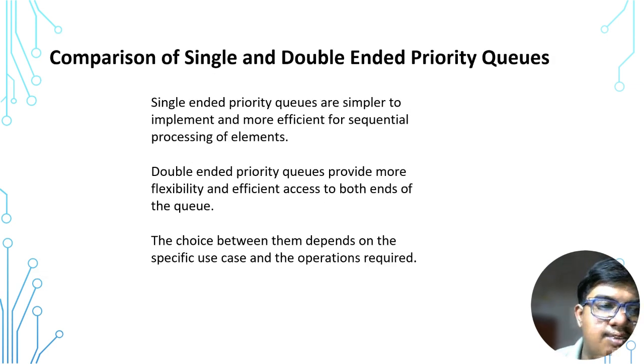Let's move on. Comparison of single and double-ended priority queues. Single-ended priority queues are simpler to implement and more efficient for sequential processing of elements. Double-ended priority queues provide more flexibility and efficient access to both ends of the queue. The choice between them depends on the specific use case and the operation required.